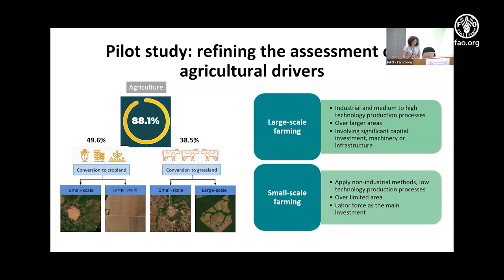Those large-scale and small-scale farming categories were defined mainly according to criteria related to the investment, the production capacities, and also the expansion over the areas. Large-scale farming covers all those agricultural activities involving industrial and medium to high technology production processes, covering large areas and involving significant capital investment, machinery or infrastructure. While small-scale farming covers all the farming activities that apply non-industrial methods, low technology production processes, expand over a limited area, and have the labor force as the main investment.